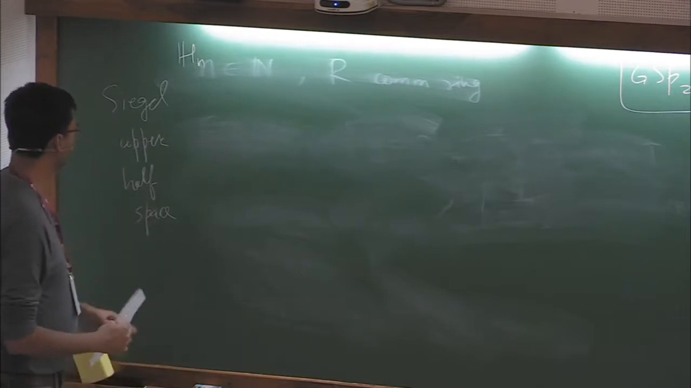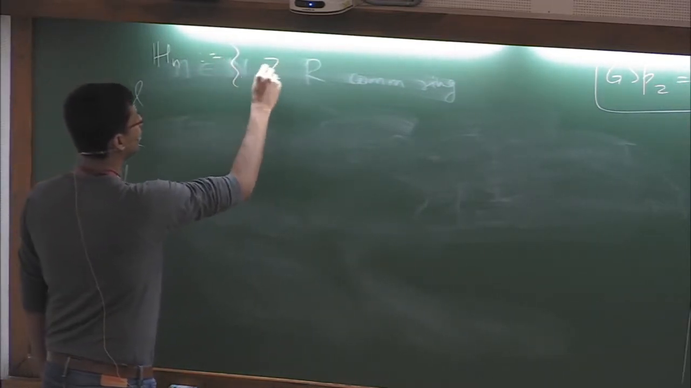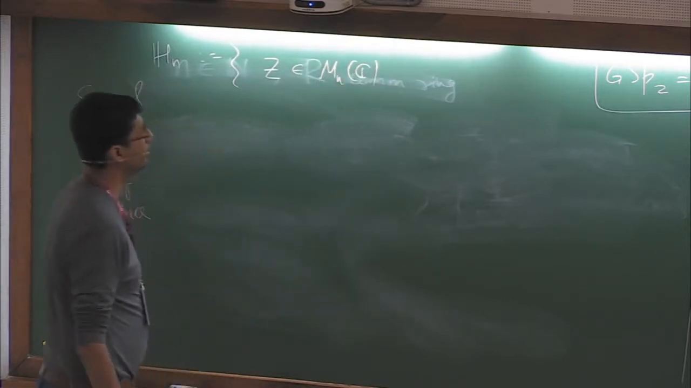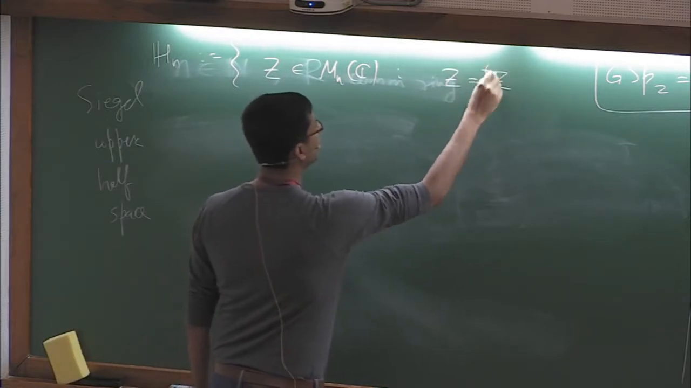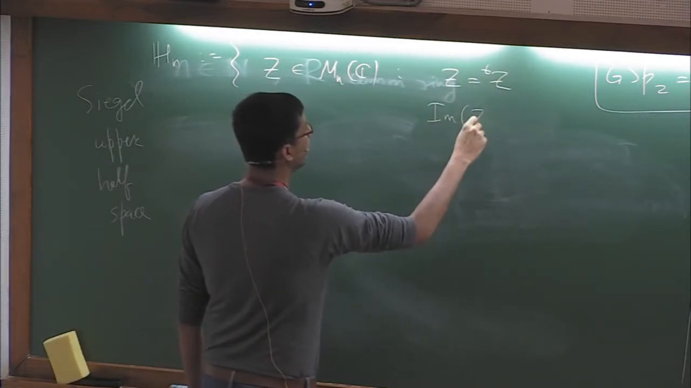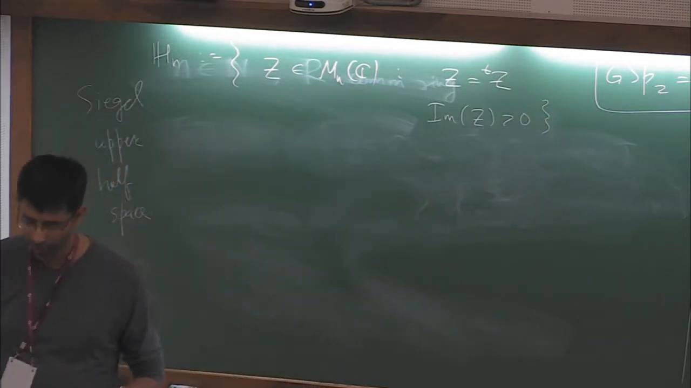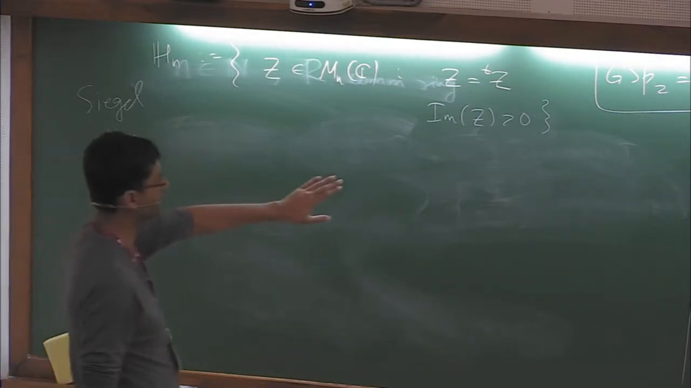Okay, so the Siegel upper half space of genus N is now N by N complex matrices. You want them to be symmetric and you want the imaginary part to be positive definite. This is exactly your complex upper half plane, all complex numbers x plus iy where y is positive, but now these are all matrices.